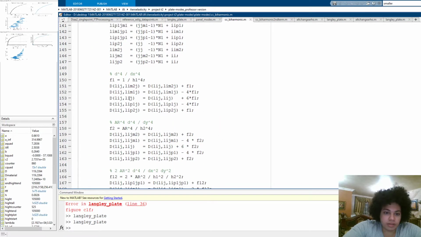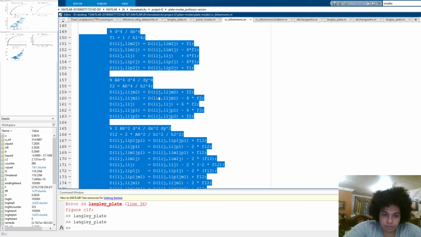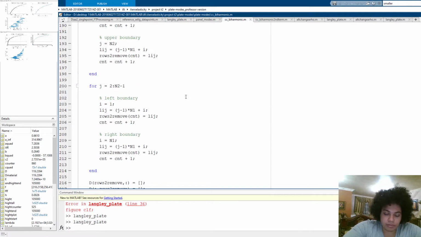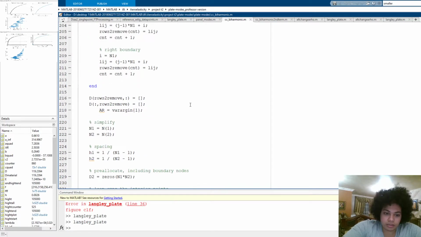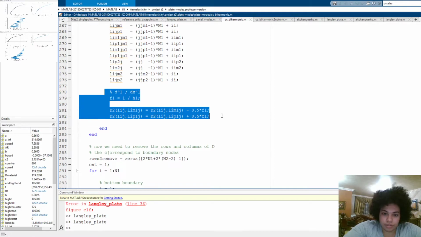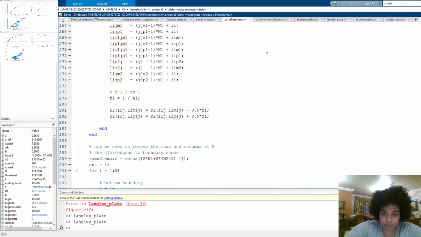We were given that it calculates the fourth order derivative for the biharmonic term using central difference of second order, and it fills up the matrix nicely and accounts for the boundaries. And so we do the same procedure but for the first order, and we use central difference, which is of second order accuracy.